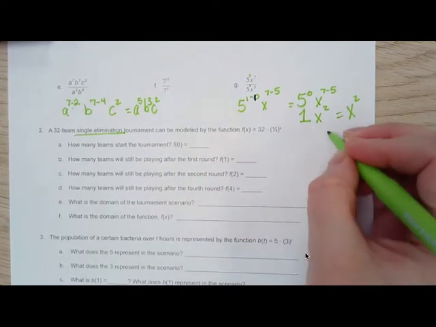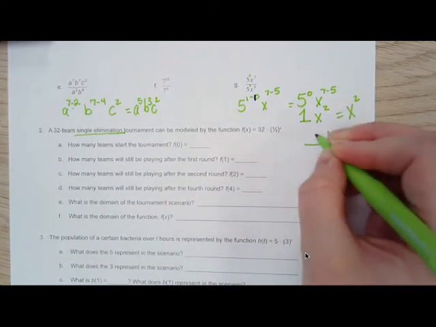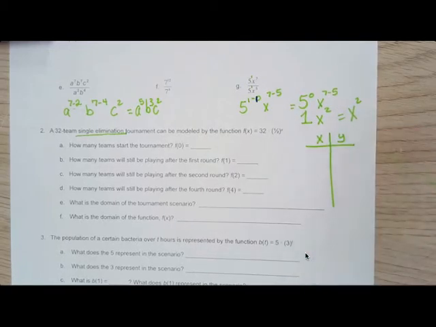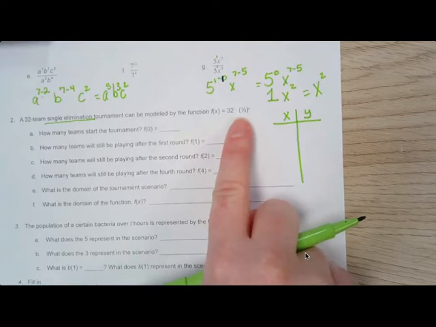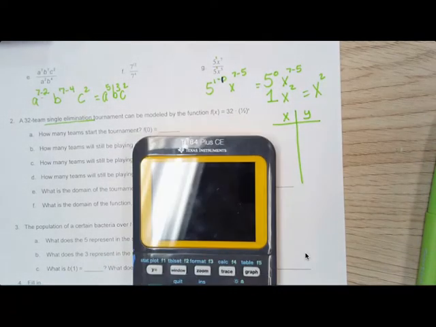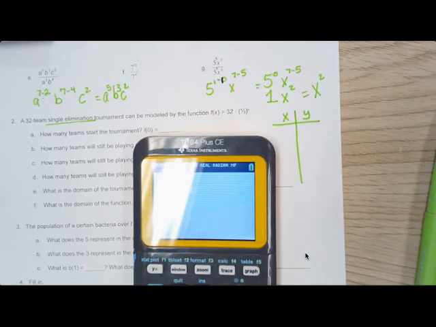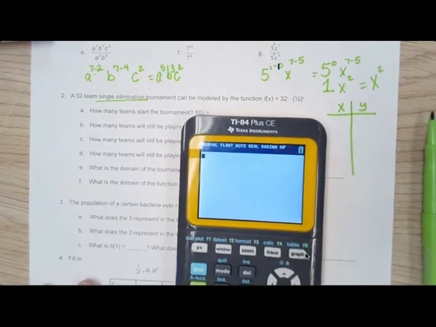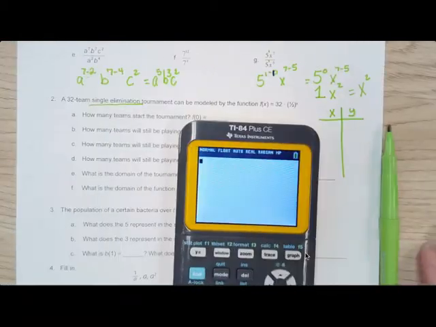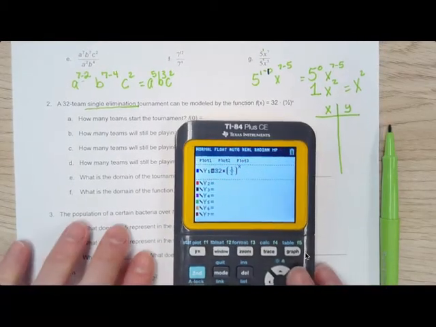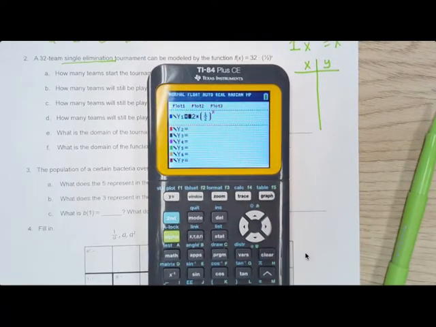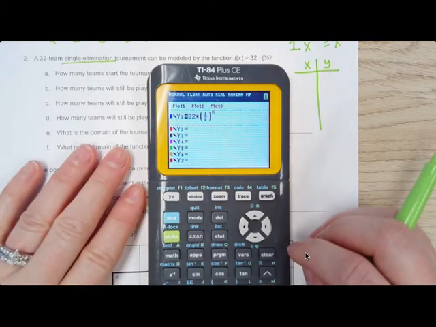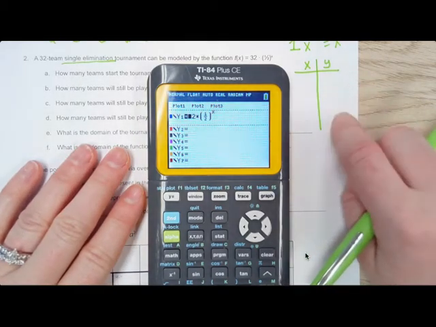So let's talk about what that actually means, though. Before we do that, let's make a table of values. Since we have an equation, what can we do with our calculator? Put it in the calculator. Anytime you see a function or an equation, put it in your calculator. Go to y equals, and then put that function in, 32 times half to the x. And since we're making a table of values, let's go to the table.